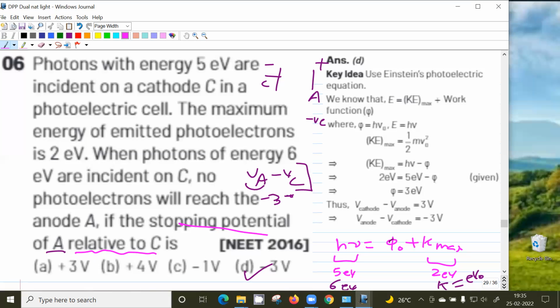Okay, sir. Here, what is the VA and VC value? See, the thing is, when you're trying to stop it, the electrons are coming from here, no? To stop it, I have to make this plate negative. Yes, sir. So VA is negative compared to C. Okay, so VA minus VC will be negative then. VA minus VC is the potential difference from here to here, no? Yes, sir. This should be negative. So it is minus 3. Okay, sir.